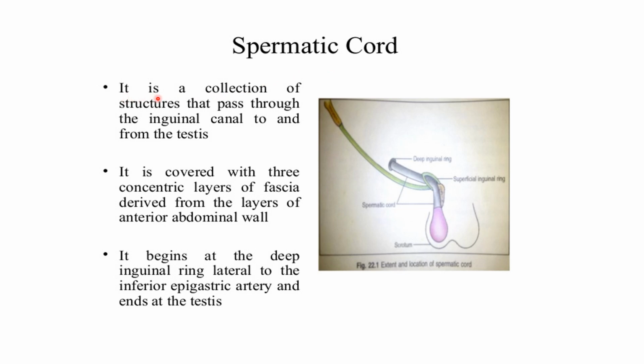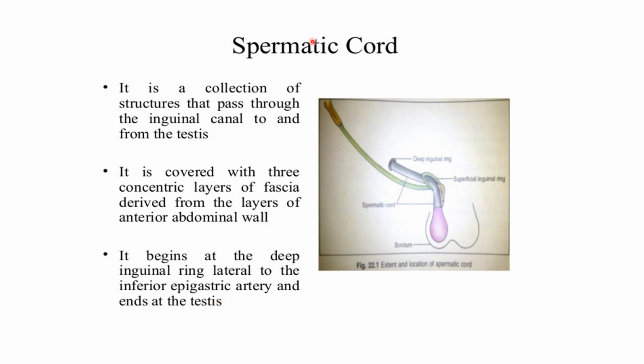It is a collection of structures that pass through the inguinal canal to and from the testes, which lie outside the abdomen in the scrotum. It is covered with three concentric layers of fascia derived from the layers of the anterior abdominal wall. It begins at the deep inguinal ring lateral to the inferior epigastric artery, exits through the superficial inguinal ring, and ends at the testes.